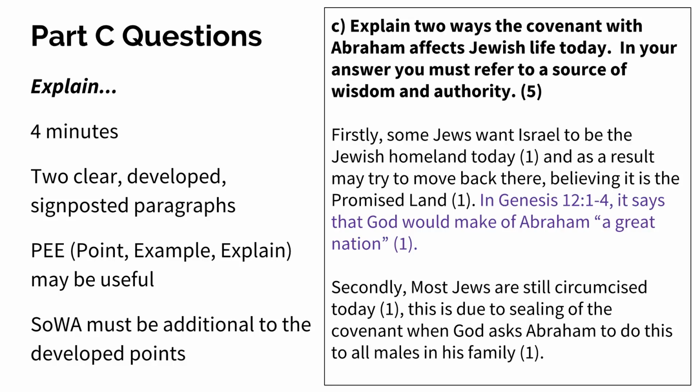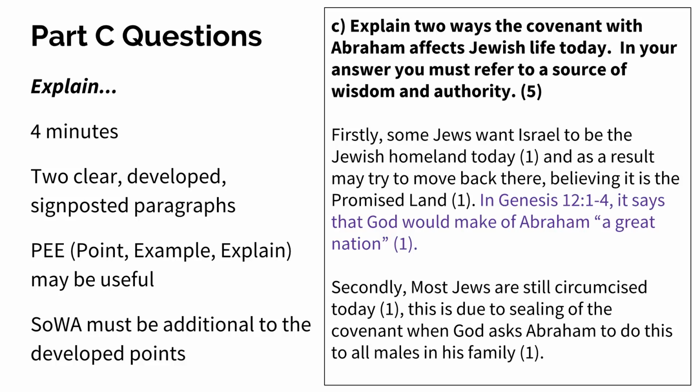So you can see from the example here, we make our point. Firstly, some Jews want Israel to be the Jewish homeland today. That's our point. That gets us 1 mark. And as a result, they may try to move back there, believing it is the promised land. That's our development, which again is making sure we answer the question. We've then added, and you can see I've made it really clear in the purple, a clear source of wisdom and authority. It says that God would make of Abraham a great nation.